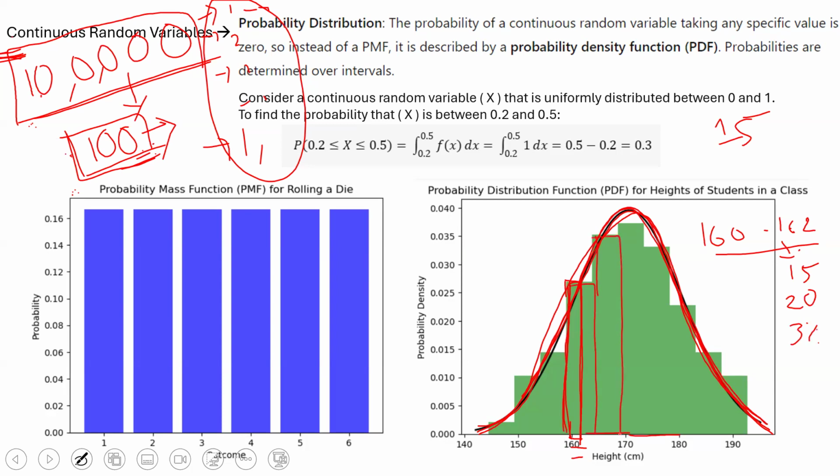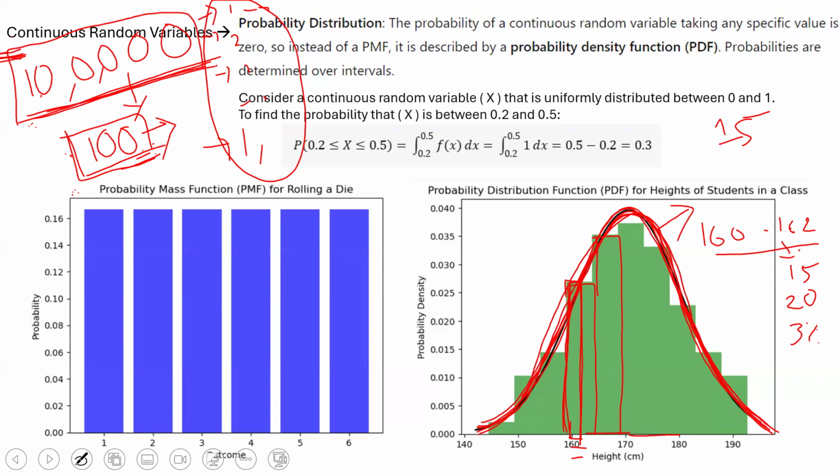And once this green color stuff is done, as this is continuous, I'm drawing a graph over the peaks. Once the graph is derived, the continuous graph is derived, now I'll use this graph to derive the heights of, or to know the heights of these 1 lakh students.